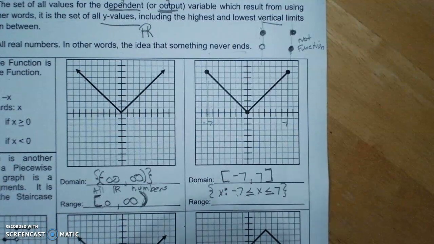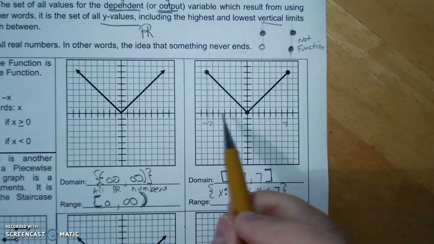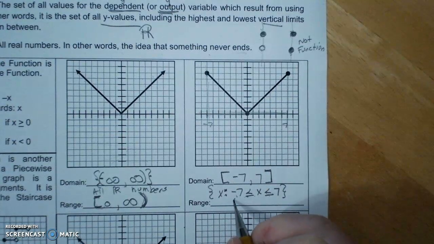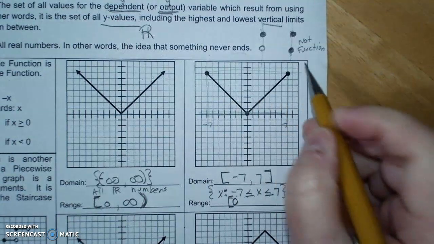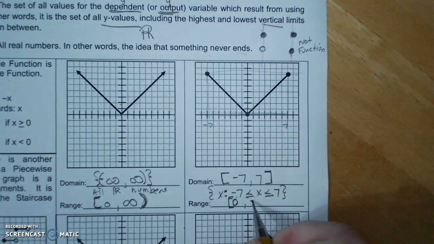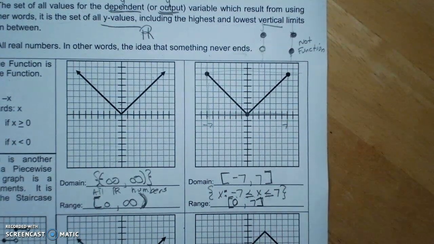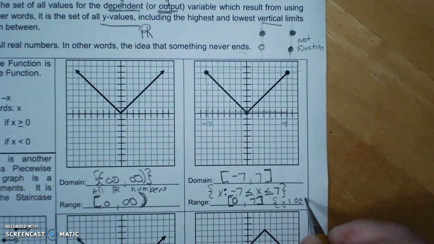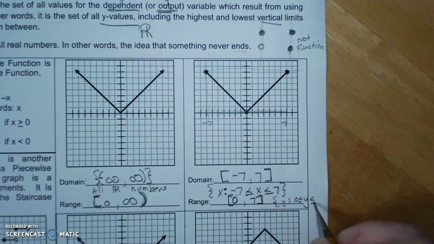And then I'm going to do the range, which means my vertical limit. So the lowest is 0, and it did touch it. And the highest is 7, and it did touch it. That's an acceptable answer. Or you could do y colon 0 is less than or equal to y is less than or equal to 7.